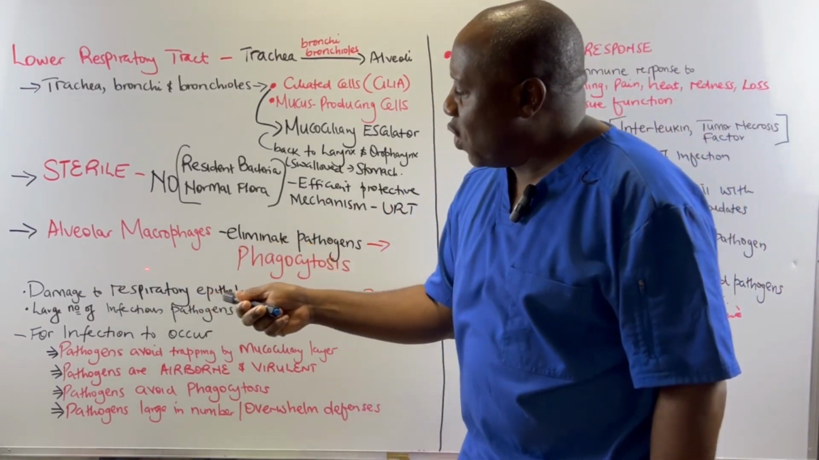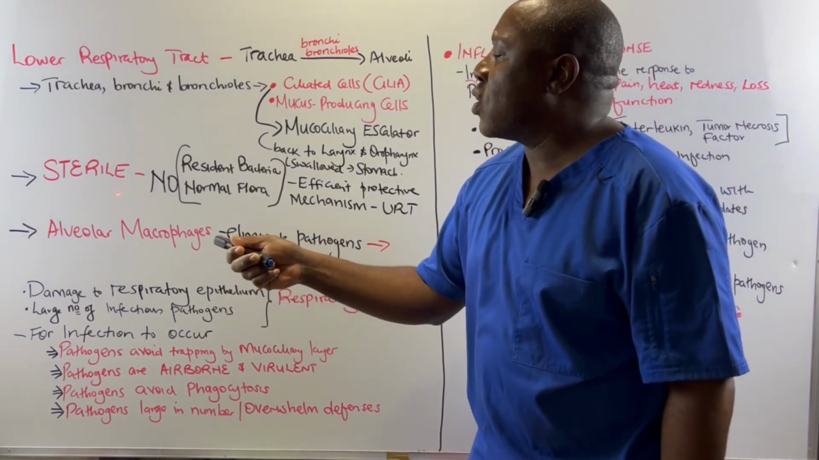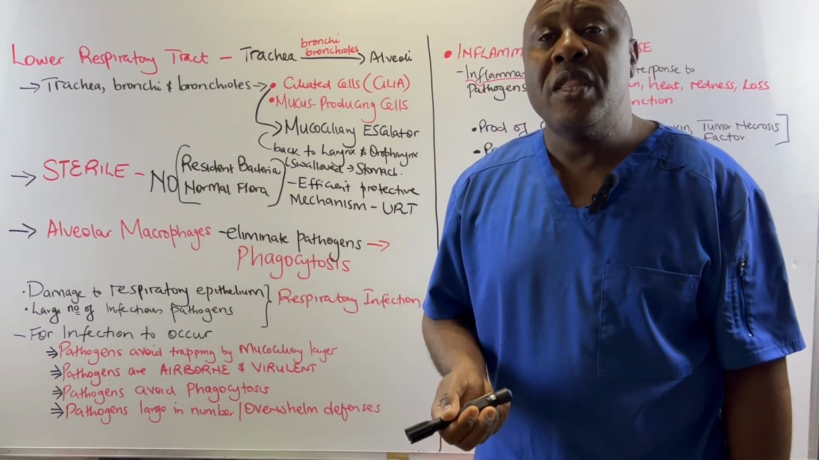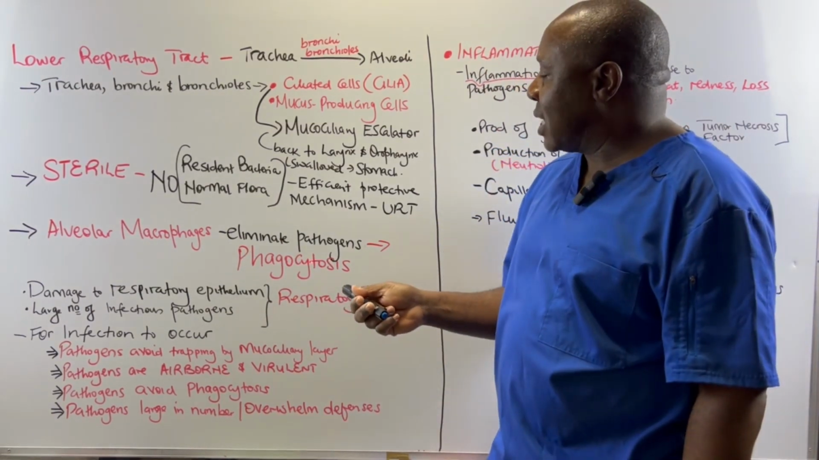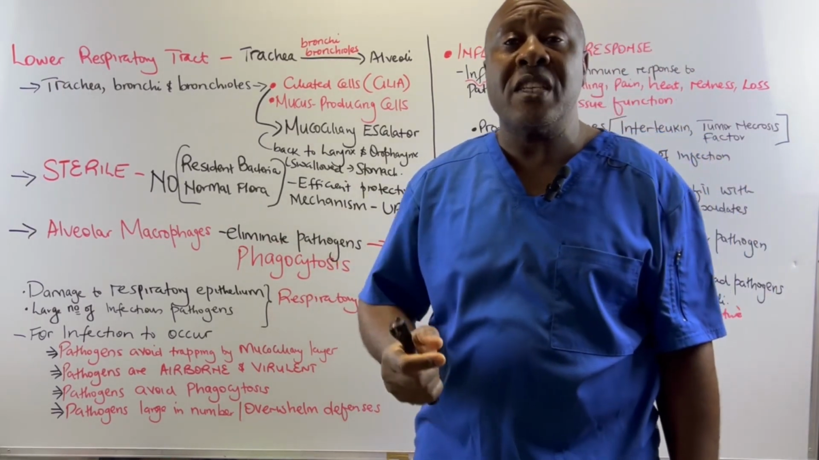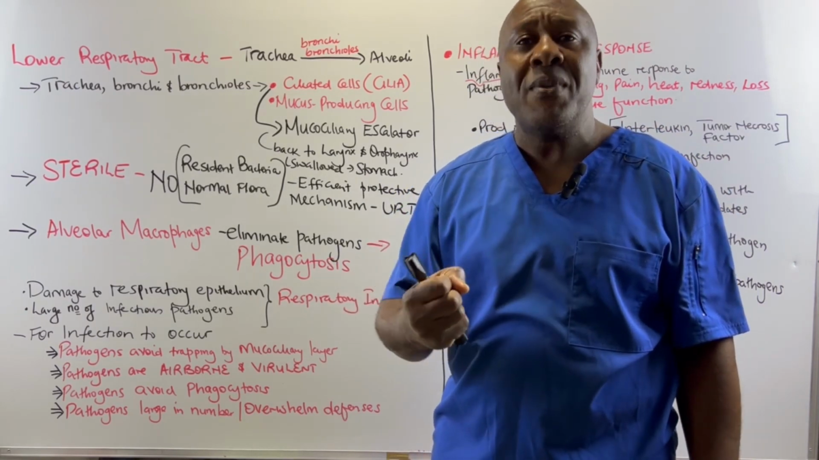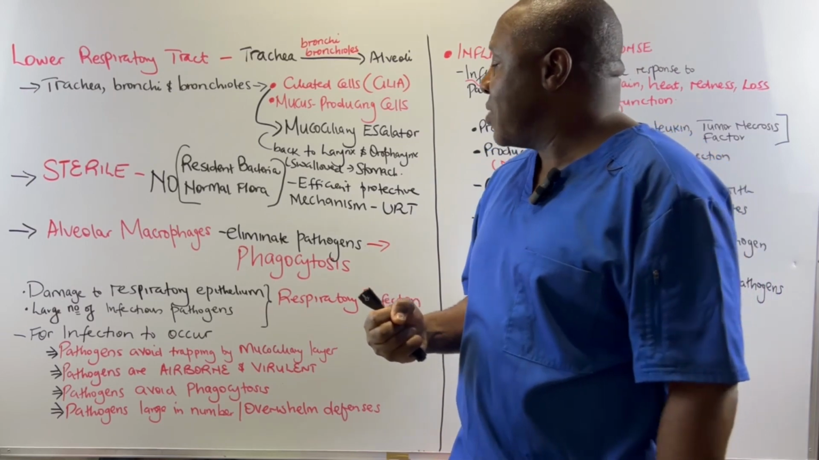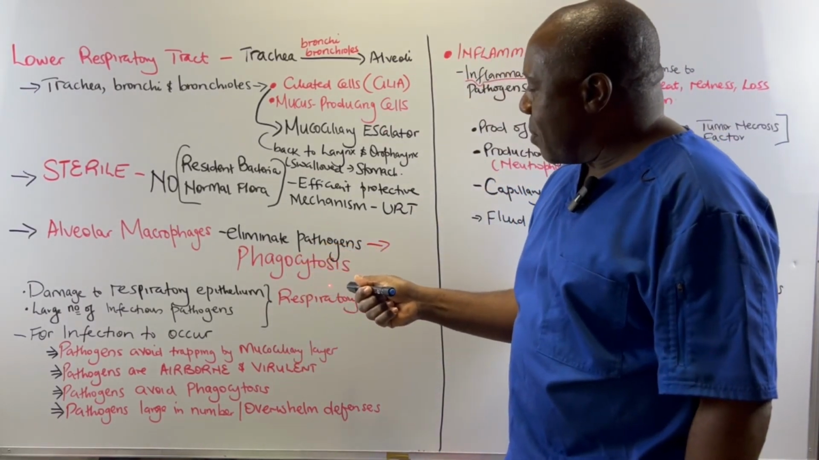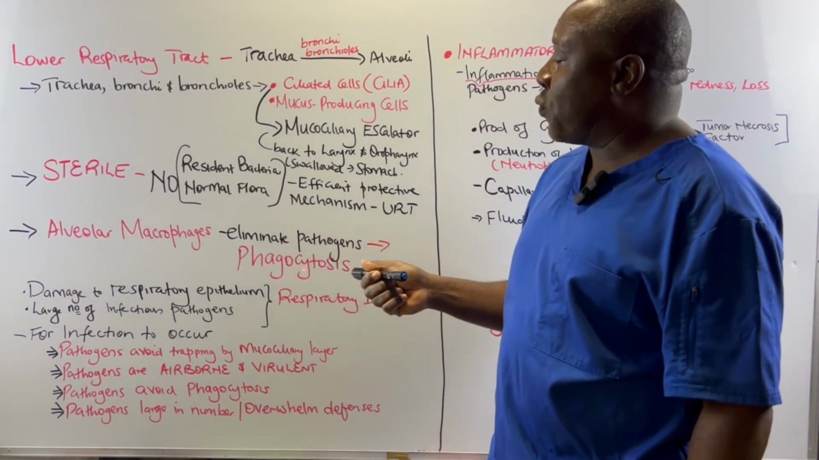Now, in the alveoli, we have what we refer to as alveolar macrophages. These are cells which normally eliminate pathogens by a process referred to as phagocytosis. In phagocytosis, these macrophages engulf the pathogens and destroy them physically by that process. So in the alveoli, we have macrophages which eliminate pathogens through phagocytosis.